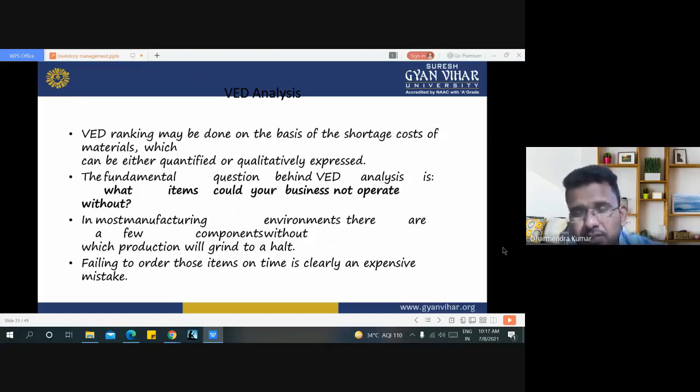Expensive mistakes here represent the idling of machines and idling of manpower, because no machine is running or no manpower is working at that time in a particular industry, and our production will either stop or be very slow because of the absence of these items.